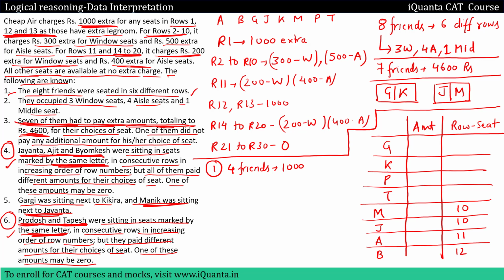Since 7 people are paying, so 3 friends will be paying how much? 600 in total. So what should be the amount paid by every person to make 600? 200, okay? So 200 must be paid by the 3 friends. So this is one case, okay? Second case possible could be 3 friends, because we know that 4 or less number of friends will pay 1000 rupees each. So 3 friends will pay 1000. In that case, other 4 friends, they must pay how much? 1600.